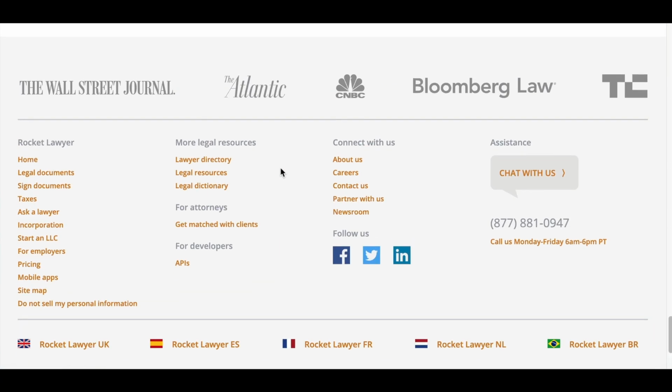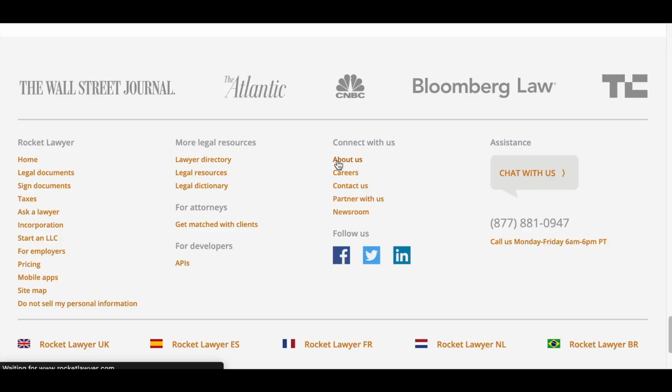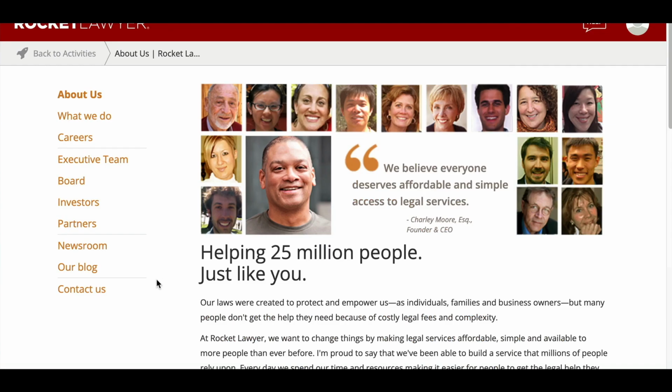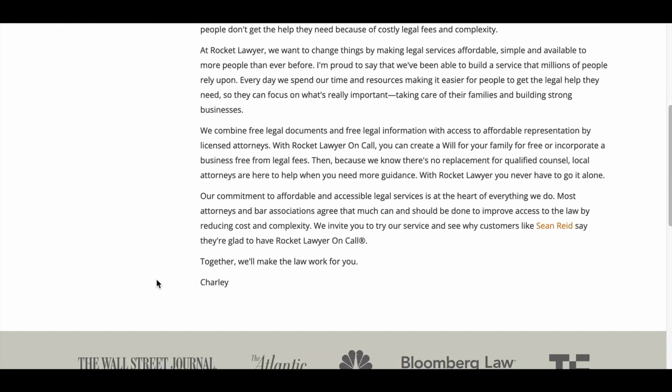Look at their stuff. RocketLawyer actually has divisions that are in other countries, which is helpful for those of you who may need contracts in other countries. So that's something to look at. About us, they have a phone number you can call. You can also chat with them. Okay. About us, they've helped all these people.